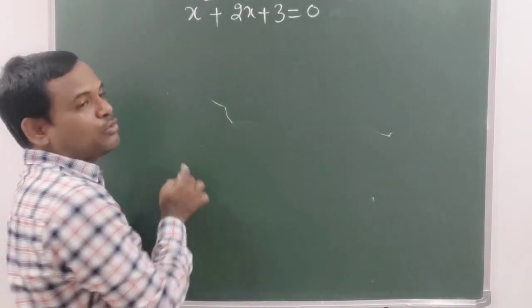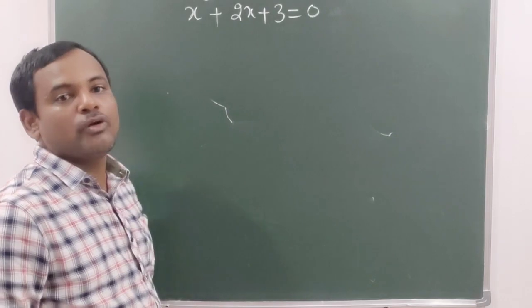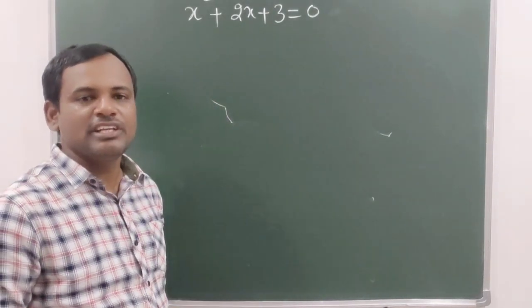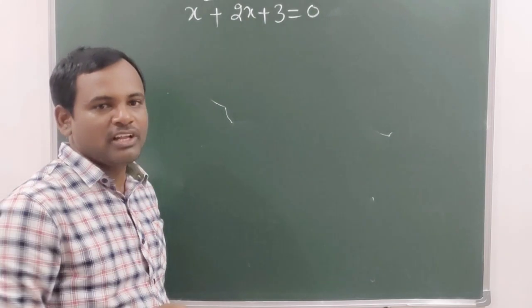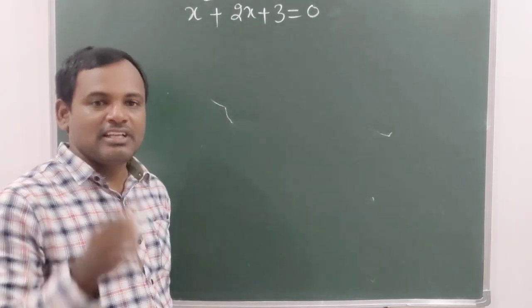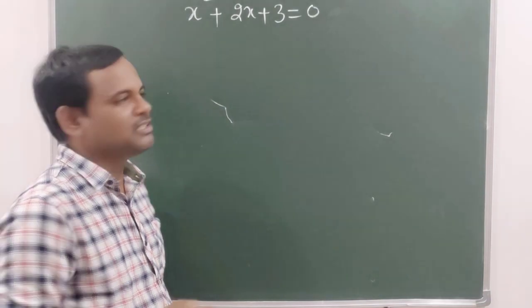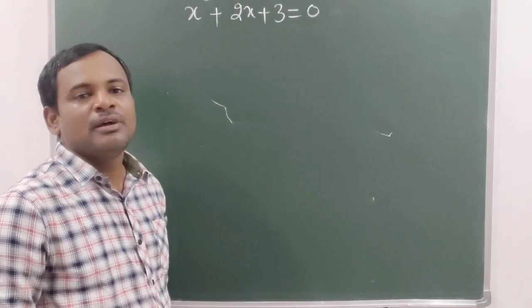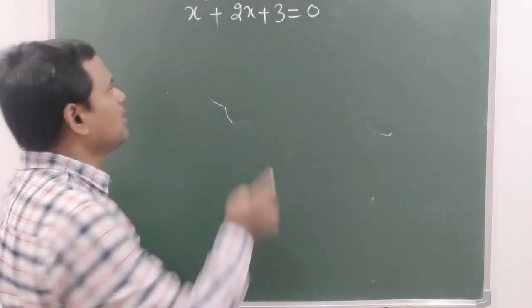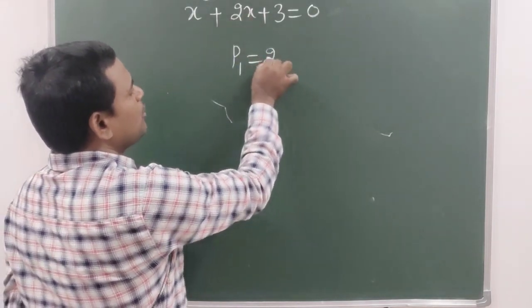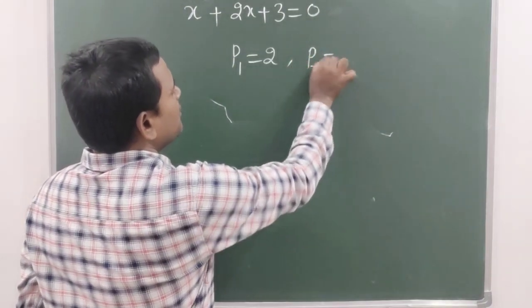Now first, what do we have to do? We have to make the leading term coefficient 1. In this problem the leading term coefficient is already 1. If the leading term coefficient is 1, then such a polynomial equation is known as a monic polynomial equation. So the given one is a monic polynomial equation. Now collect the P1 value. In the place of P1, how much is there? 2. In the place of P2, 3 is there.